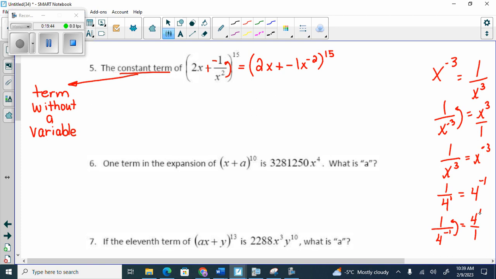Okay. Does everyone understand where I got to here? So I just brought the x squared up, and I made it x to the negative 2, and the negative joined the 1. How many terms would this have, possibly? 16, right? That was one more than n. Boy, would that stink to have to do all 16 terms to figure out which one's the constant, the one without a variable, correct?